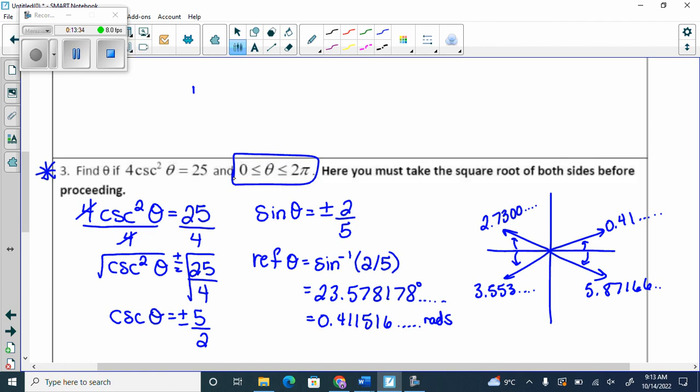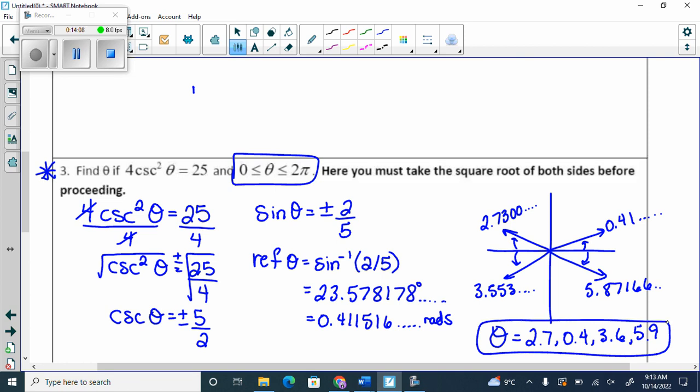All right. So theta equals, that's the variable that's used. And remember when it says solve, this one says find, it should say solve. When it says solve, doesn't matter what math course you're in, you have variable equals number. That's what solve means, right? Tell me what the variable equals. Well, this one is theta. So theta equals, to the nearest tenth, 2.7, 0.4, 3.6, 5.9. I was listing them in order, but I was a rebel today, I guess, and did not.